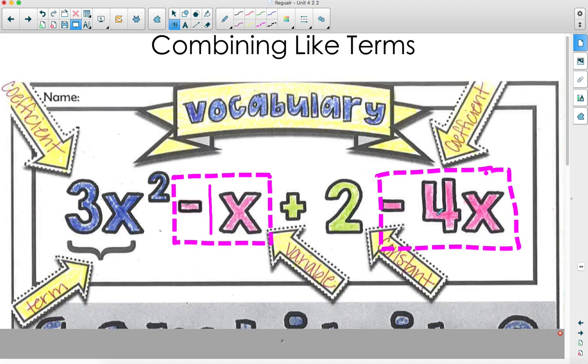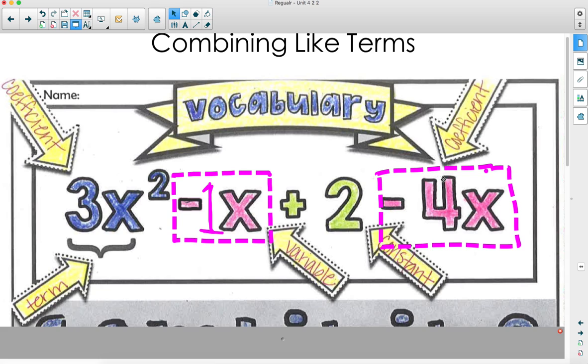Okay, over here we know that there's 4 because it has a 4 in front of the x, but over here there was no number, and if it helps you, put a 1 there. So that way when I go to combine these later, I know that I'm supposed to have minus 1x and minus 4x. Okay. So that's a review of the vocabulary part.